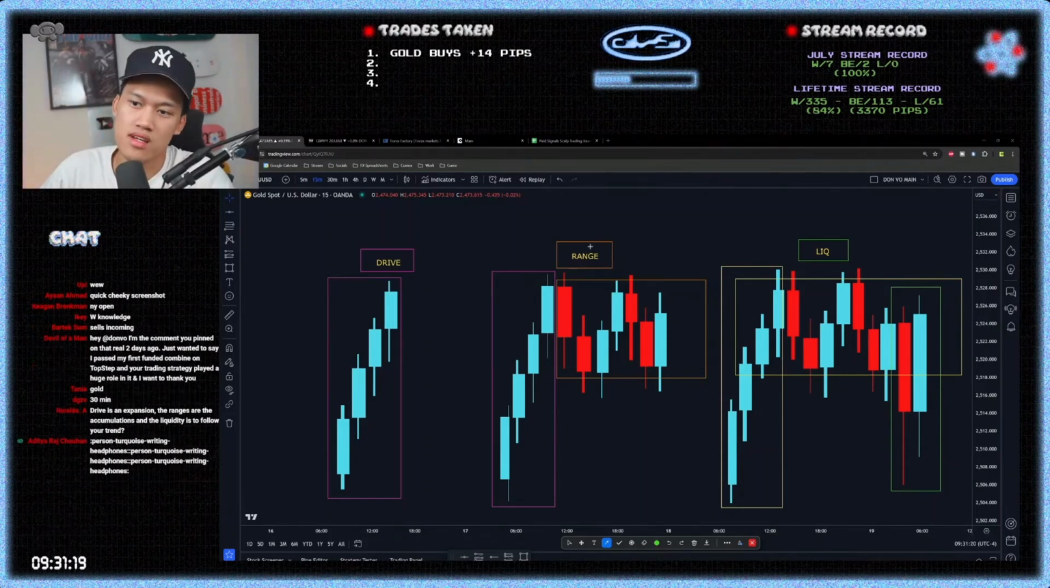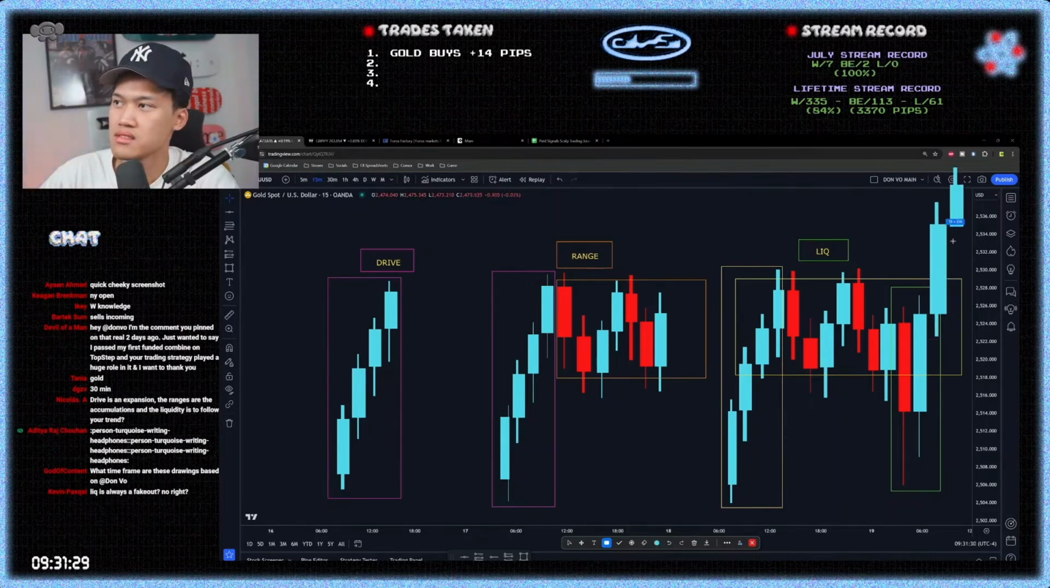It would drive, it would form a range. After range, it forms liquidity. After liquidity, that's when the drive tends to happen. In this case, it would drive up like this, right? So if you can understand what type of cycle you're in right now, the higher time frame is in what cycle, chat?